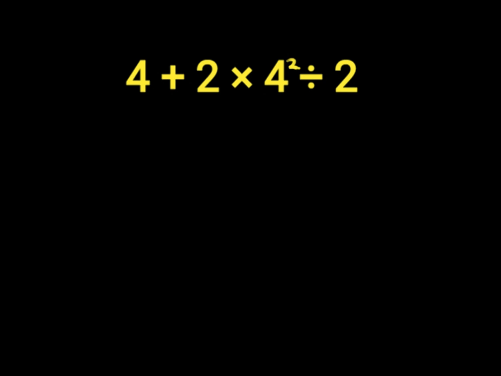Here we have 4 plus 2 times 4 to the power of 2 divided by 2. We first of all solve our exponent, which is 4 to the power of 2. 4 to the power of 2 is 4 times 4. 4 times 4 will give us 16. We'll put down our 16.